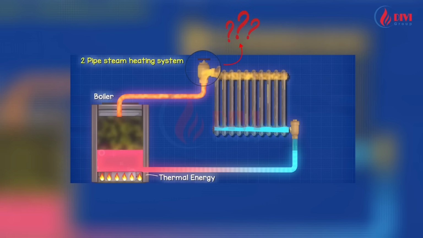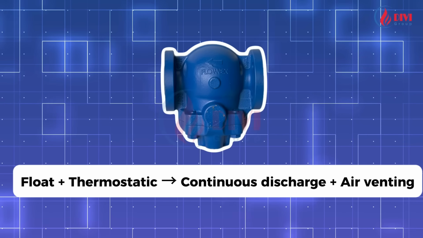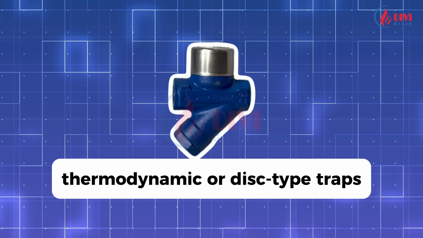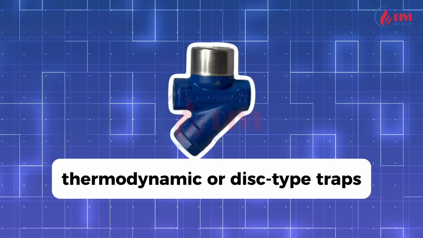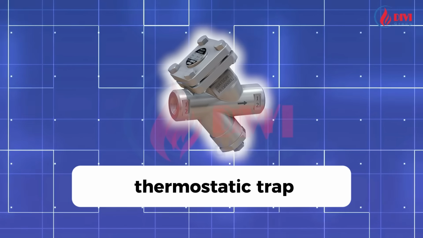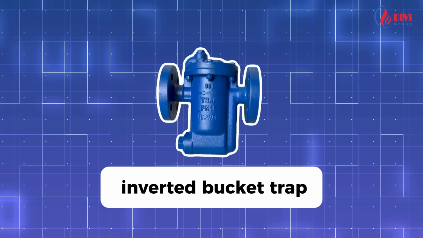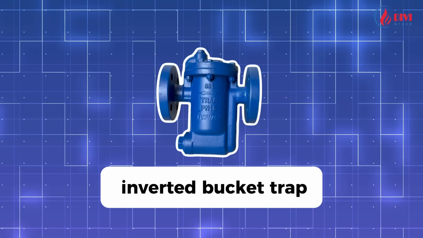When selecting a steam trap, the following factors should be considered. If the equipment has a control valve at the steam inlet, use a float-type trap with a built-in thermostatic air vent, which allows continuous condensate discharge and air removal. If the system has no control valve, such as steam main drains or header blowdown points, use thermodynamic or disc-type traps. For systems that require condensate to cool before discharge, a thermostatic trap is the best choice. For applications with steady, non-fluctuating loads, the inverted bucket trap is an efficient and durable solution.